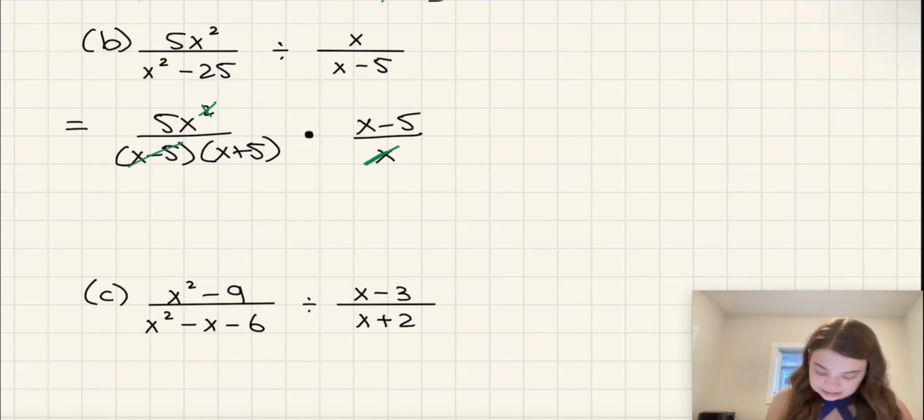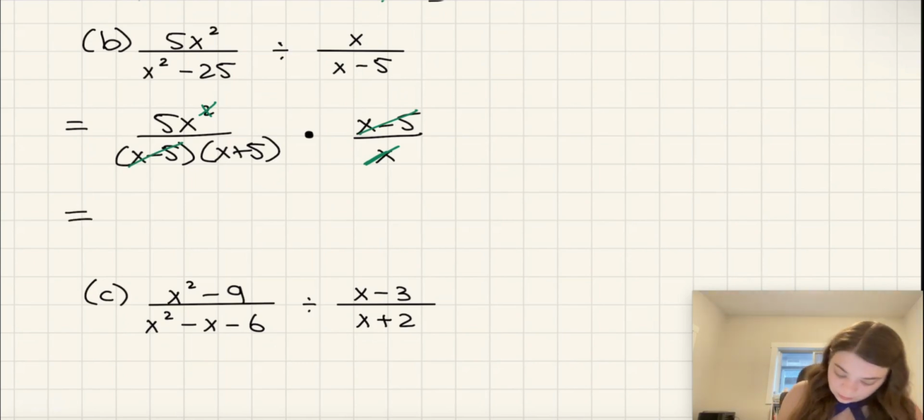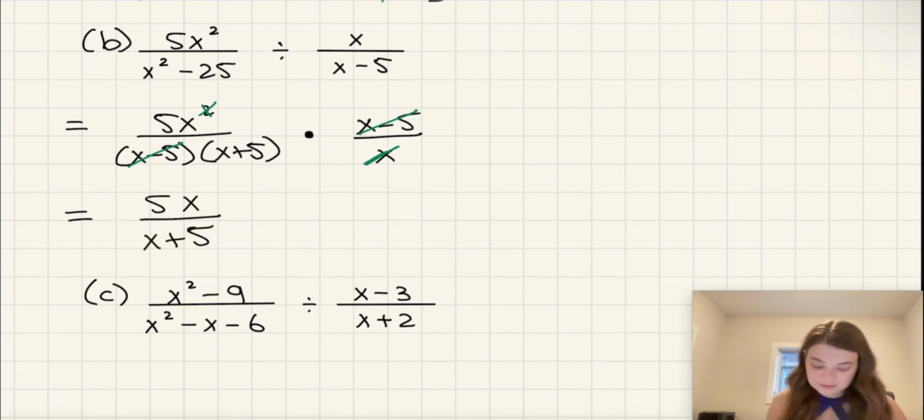Then we have x minus 5 and x minus 5 can cancel each other out, and so we are just left with 5x over x plus 5, and that's as best as we can do. Now, what about the restrictions?